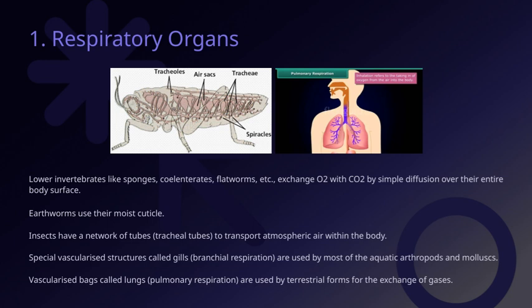Finally, for the most primitive invertebrates like sponges, coelenterates, and flatworms, gas exchange occurs through simple diffusion across their entire body surface. Because their bodies are small and thin, oxygen and carbon dioxide can diffuse easily without specialized organs. All of these different structures highlight how diverse life has evolved various adaptations for respiration, depending on their environment and body design, which ties back to our overall theme of understanding how organisms meet their oxygen needs.